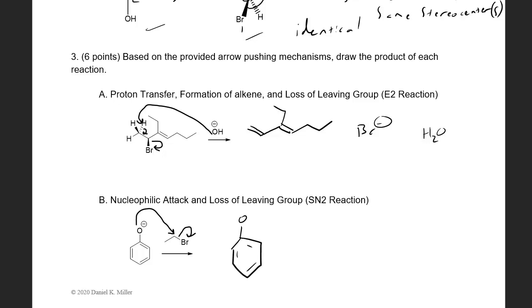Now the electrons went to form a bond with this carbon here. So I've drawn that carbon right here, and that carbon no longer has a bromine attached, but it does have a methyl group attached. So I'm going to draw that methyl group, and then our other product is Br, now with a negative charge on it.